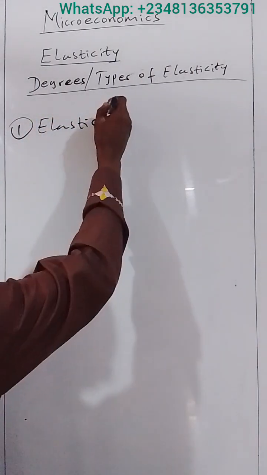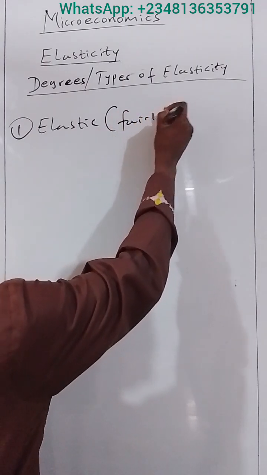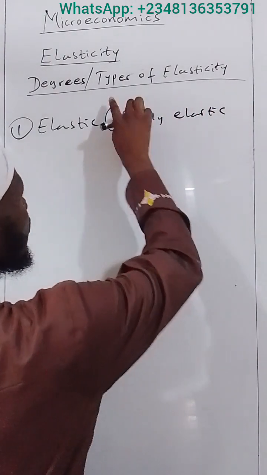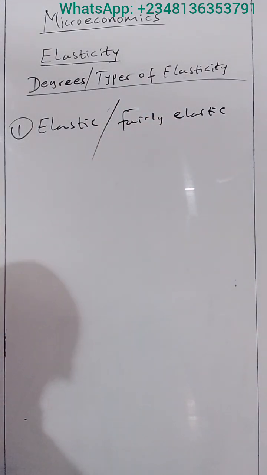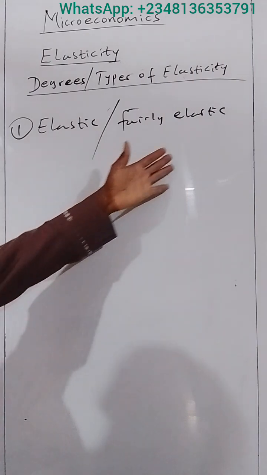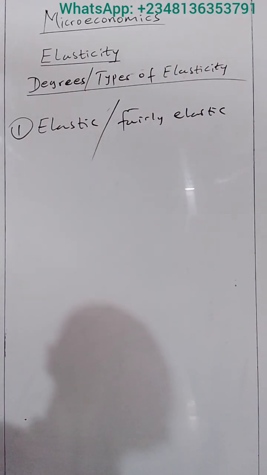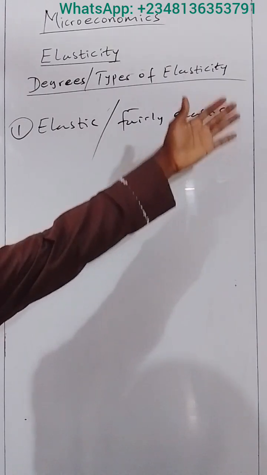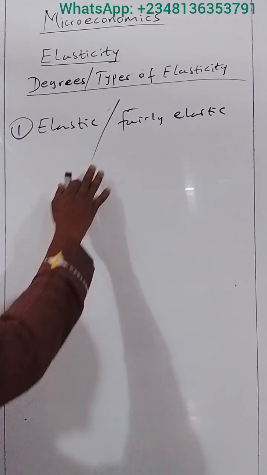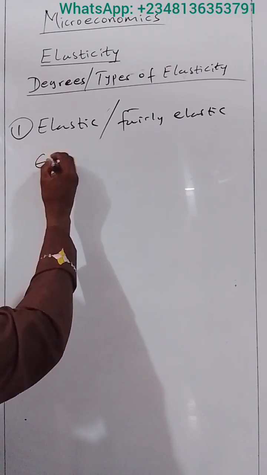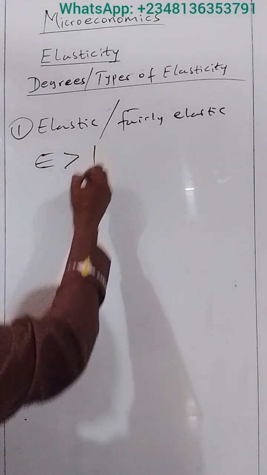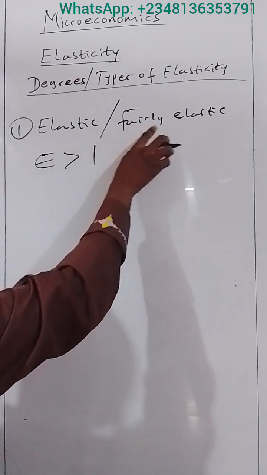Elastic, or what is known as fairly elastic. If it is demand, we call it elastic demand or fairly elastic demand. If it is supply, we call it elastic supply or fairly elastic supply. Now, when we calculate our elasticity, be it elasticity of demand or elasticity of supply, if the coefficient of elasticity of demand is greater than 1, we call it elastic or fairly elastic.